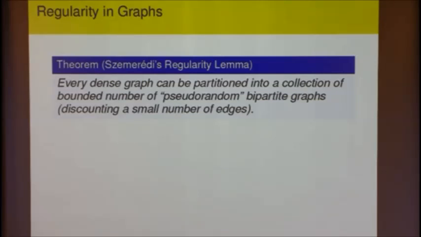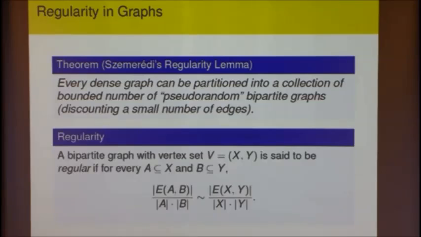Okay. So we have seen Szemerédi's regularity lemma. This is the claim that every dense graph can be partitioned into a bounded number of pseudo-random bipartite graphs if you discount a small number of edges in the graph. Right? And here regularity means the following: a bipartite graph is said to be regular if for any two subsets A belonging to one part and B belonging to the other part, the density of edges between A and B is roughly the same as the density between the two parts as a whole.